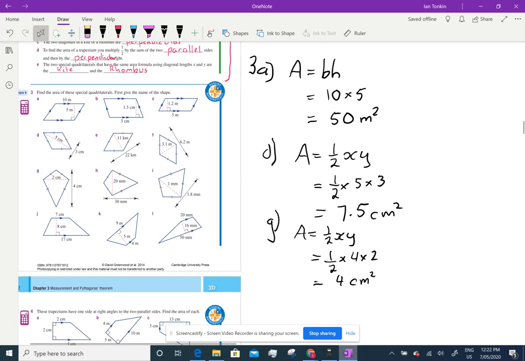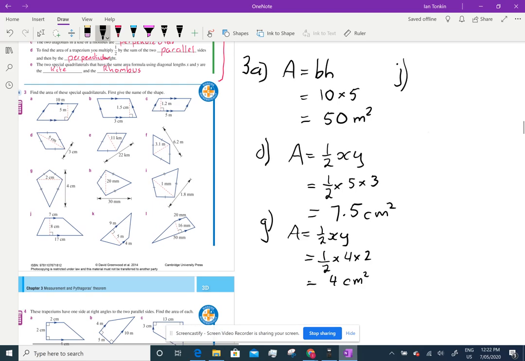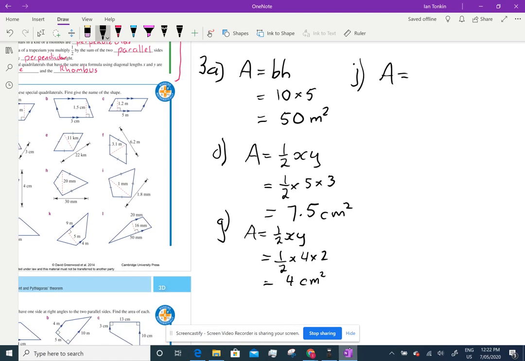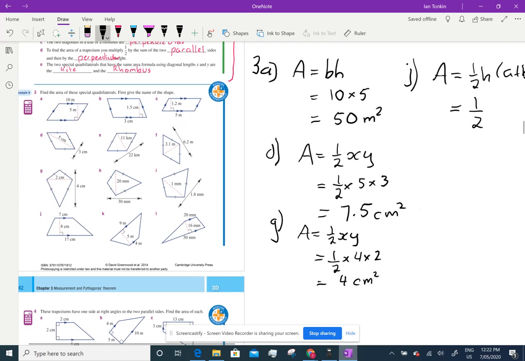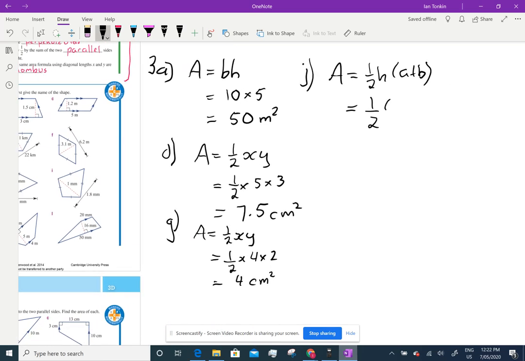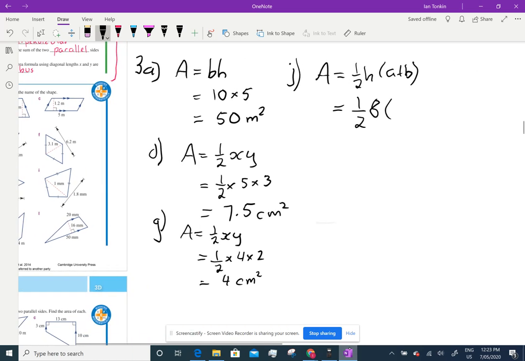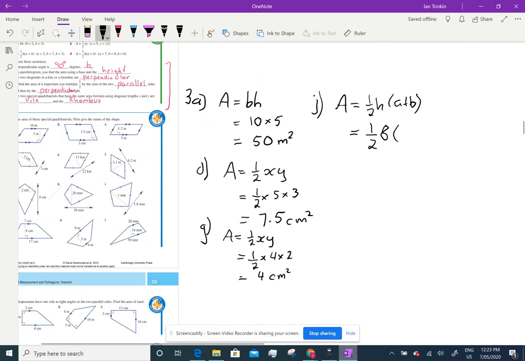The last one, J, well, that's a trapezium. Now, this is the one that a lot of people have trouble with. So I suggest very strongly you write it out, half h(a plus b). As soon as you see the h, you're looking for the perpendicular height, and that's 8. And a and b are 17 and 7. Let's double check on 17 and 7.